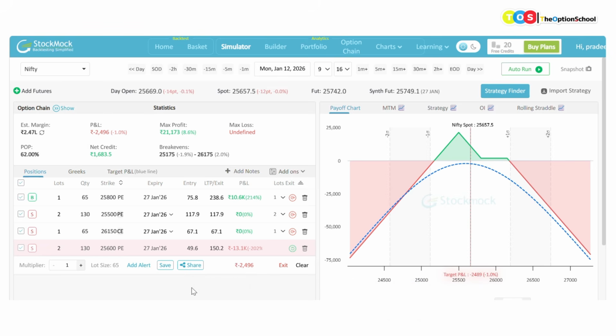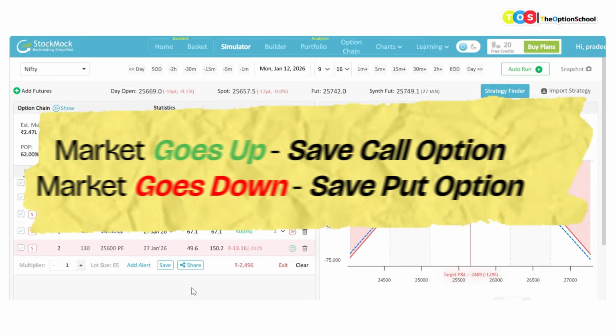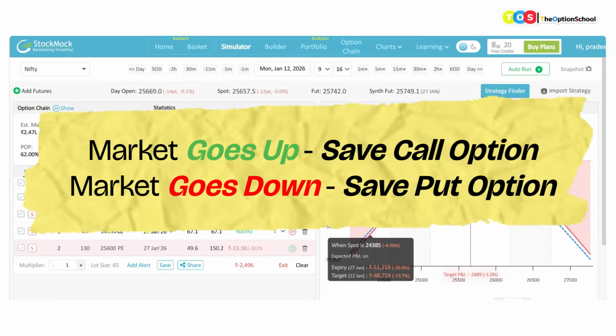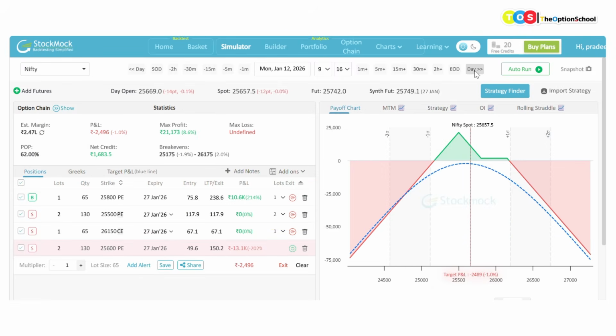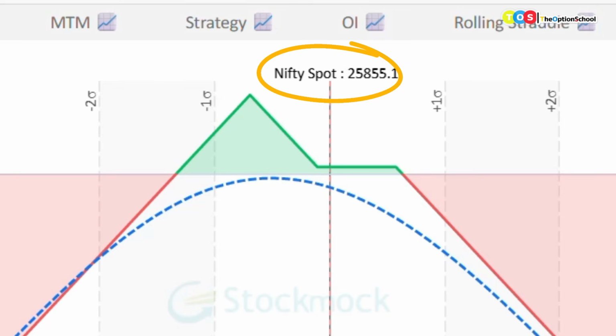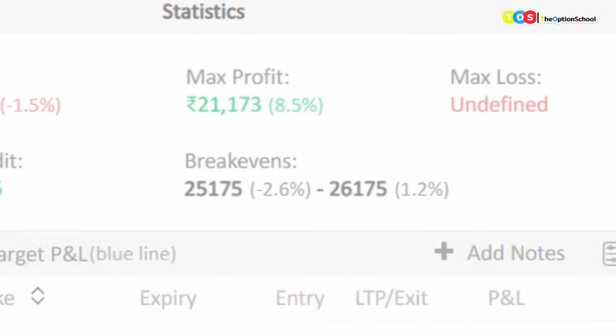Now again, we'll see how the trade pans out. Whether if market goes up, I need to safeguard my call option. If market goes down, I again need to save my put option. Let us move in and let's see what happens next day. Okay, nothing much has happened, but the trade is losing now 3829 rupees. I still have a lot of space. Market is at 25855, and my break even point is 26175. So nothing to be done.